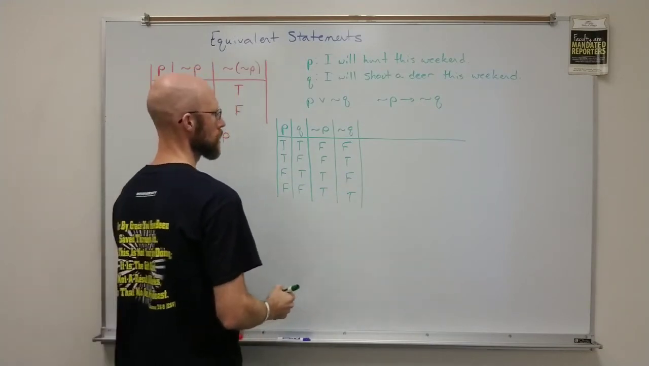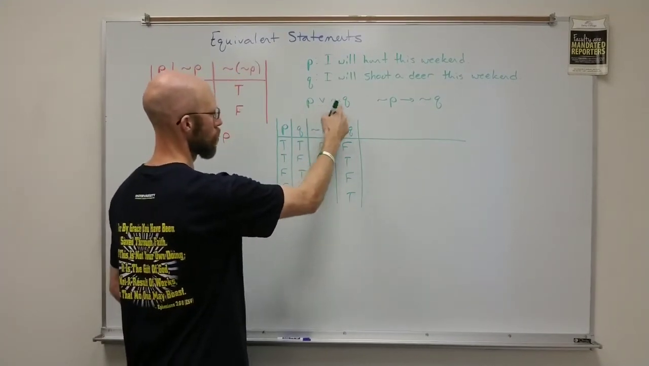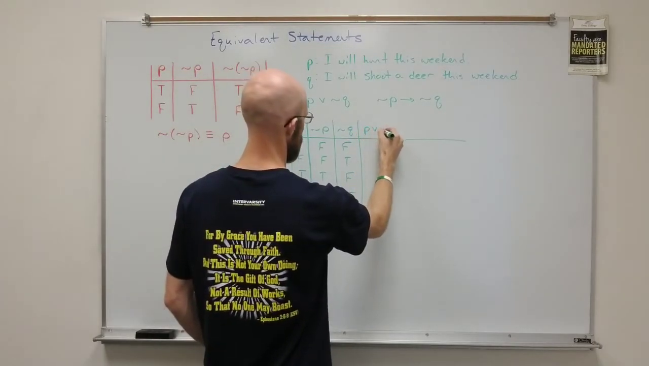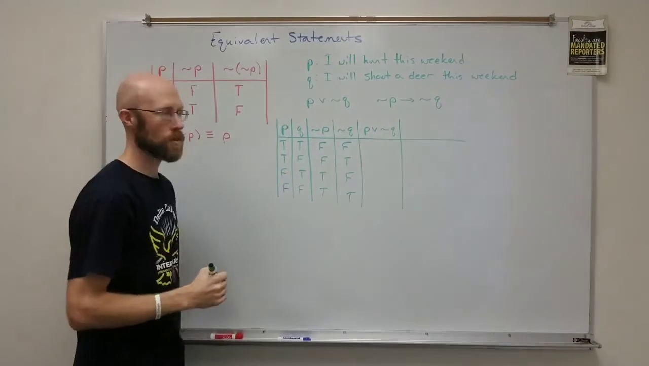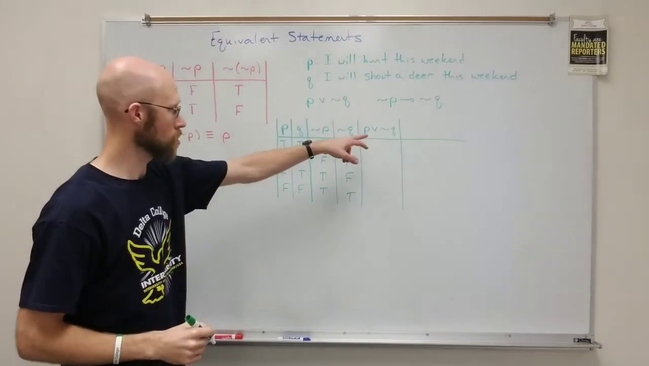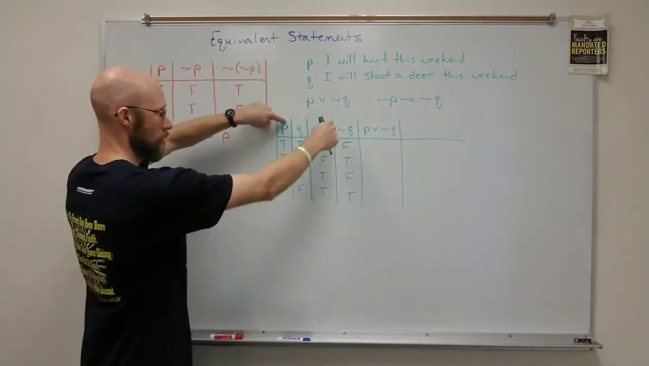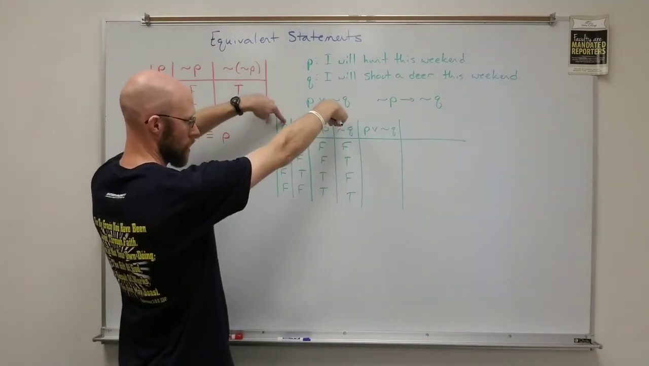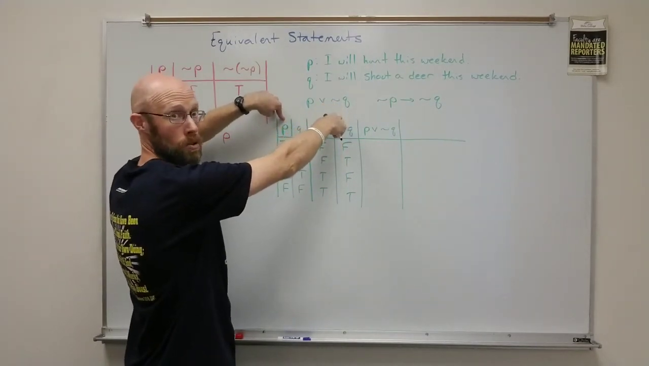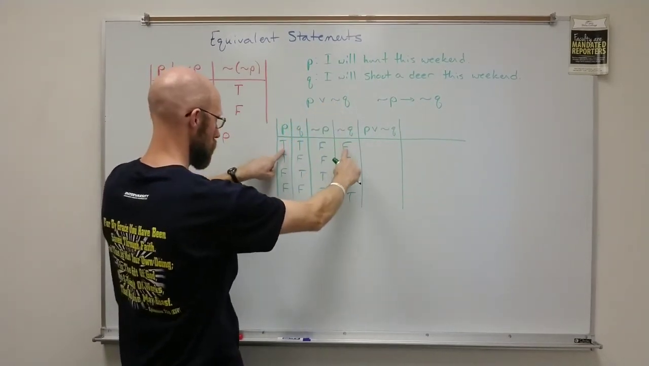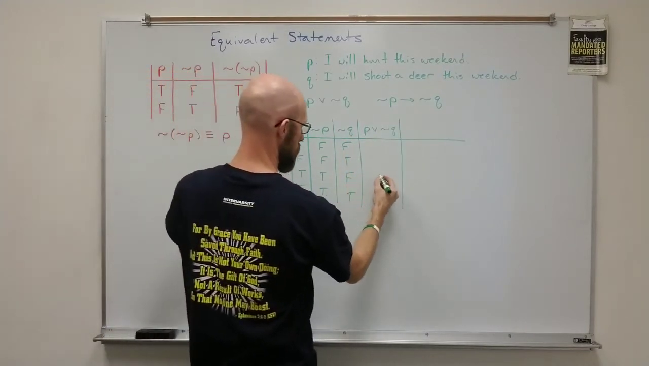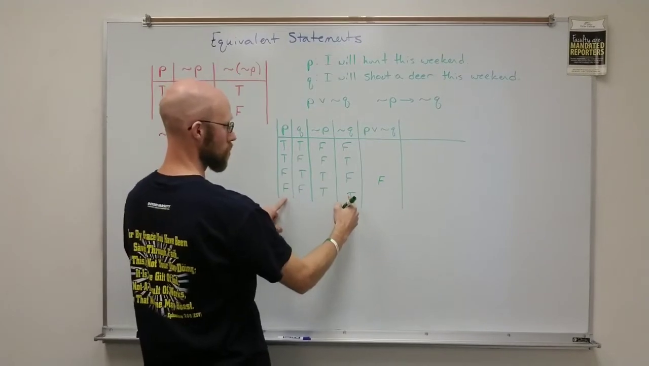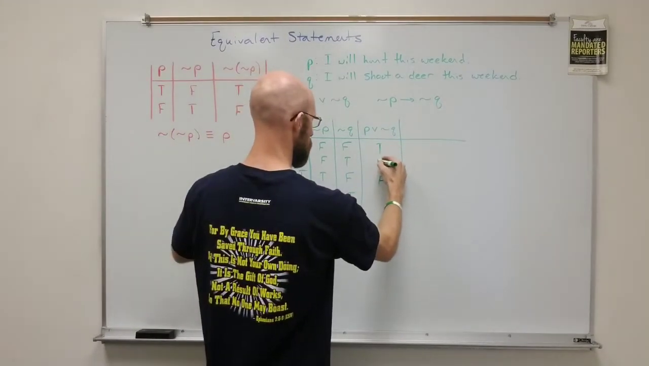And I'm going to need, let's do P or not Q. All right, so this is a disjunction, so P, not Q. I need them both to be false in order for the or to be false. So that occurs in the third row. So that's false. Everything else will be true as long as one or the other is true.